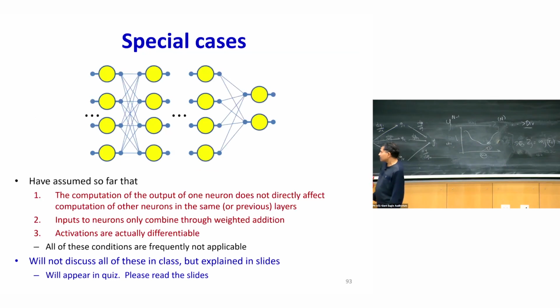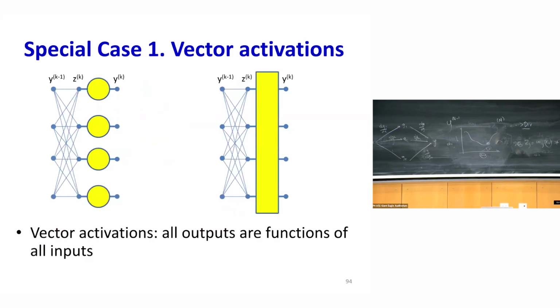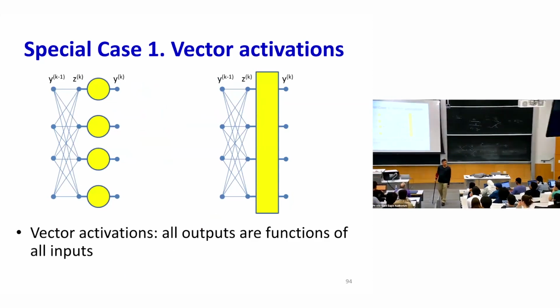Okay. So we made some assumptions so far. That the output of one neuron directly affects the computation of other neurons in the same or previous layers. That inputs to a neuron only combine through weighted addition, and that activations are actually differentiable. So all of these conditions are often not applicable. We won't discuss all of these exceptions in class, but they are on the slides. We will look at a few exceptions. The first is vector activations, which we have already encountered.